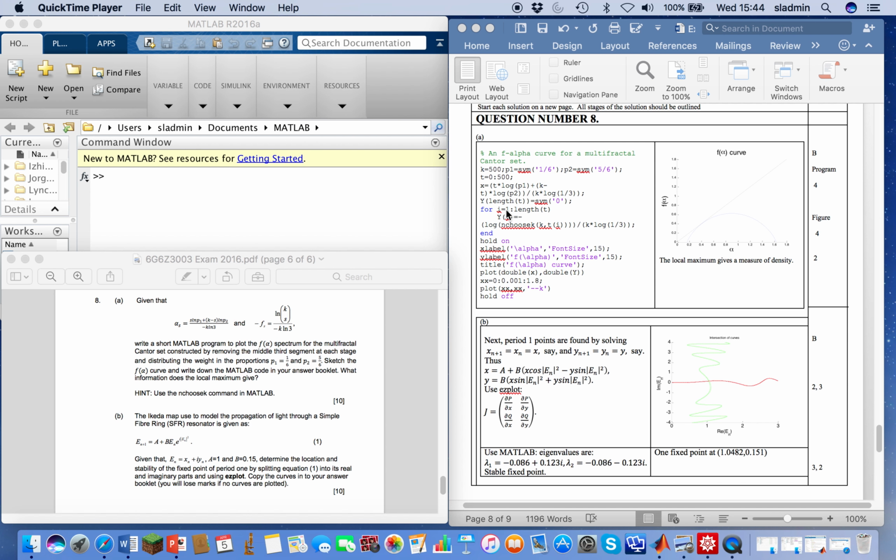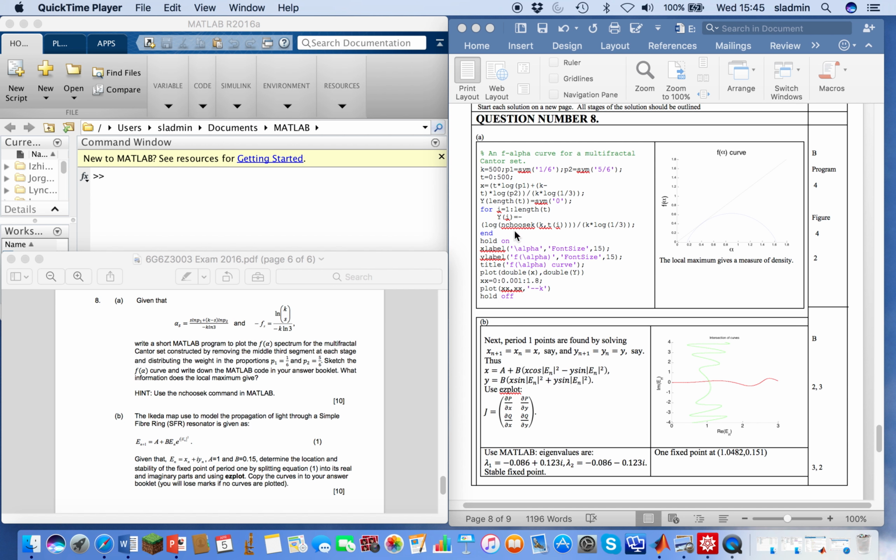And then we have a little for loop here. We have our log, so here is the formula. So capital Y here refers to the F. So it's log K choose T. So K choose T divided by K log 1/3 is the same as minus K log 3.